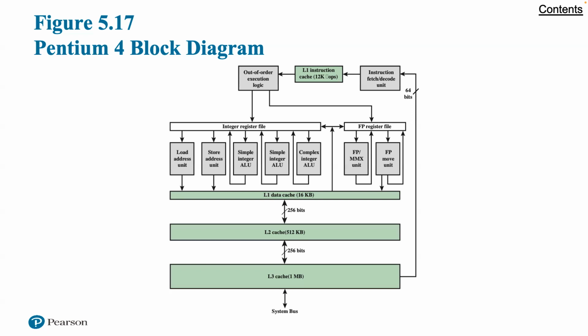Then we have the memory subsystem. This unit includes the L2 and the L3 cache and the system bus, which is used to access main memory when the L1 and L2 cache have a cache miss and to access the system IO resources.